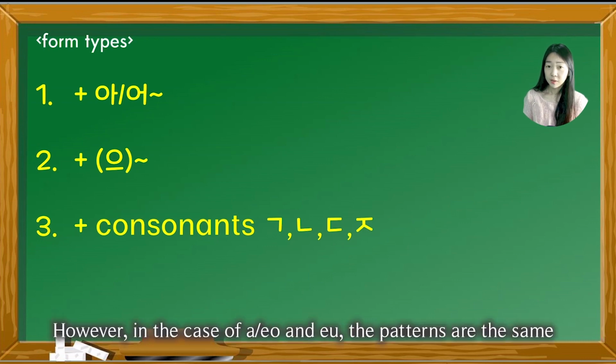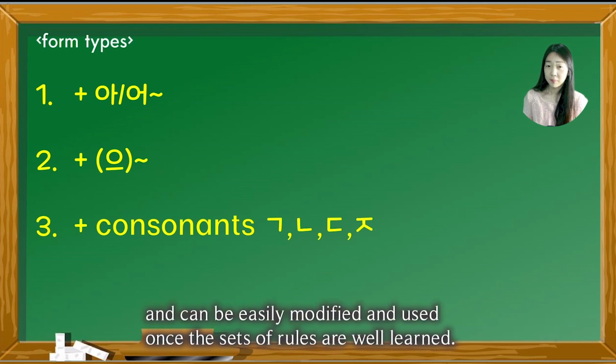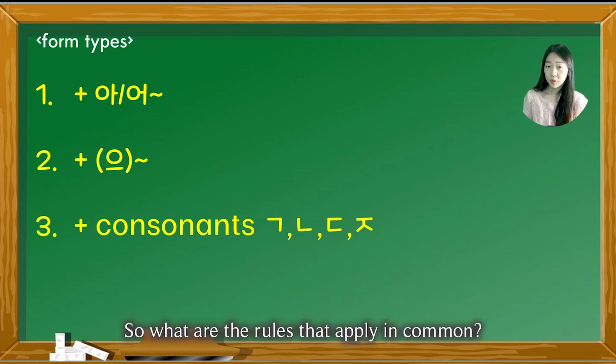However, in the case of 어 and 으, the patterns are the same and can be easily modified and used once the set of rules are well learned. So, what are the rules that apply in common?